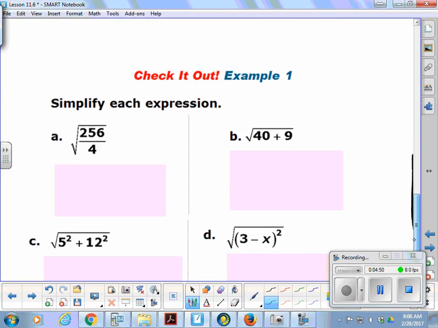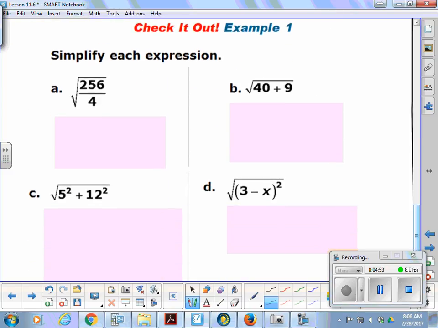Check it out, it's way down here. All right, so do these 4.